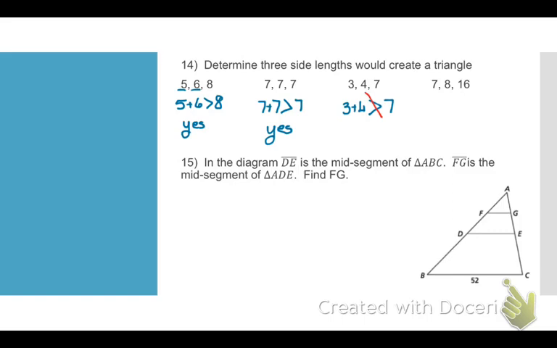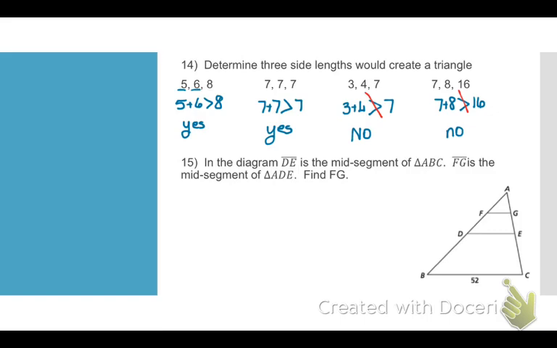But when I'm looking at this third one, 3 plus 4 is not greater than 7. It equals 7, but it's not greater than 7. So this could not be a triangle. And in my last case, 7 plus 8 is not greater than 16, so it could not form a triangle either.